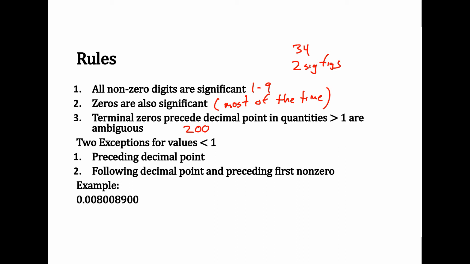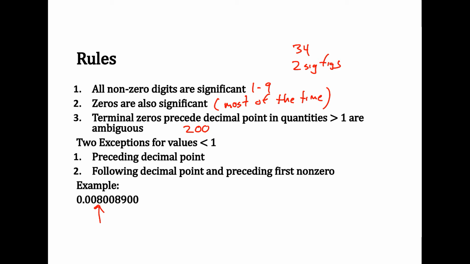So there are two exceptions for values that are less than 1. It's whenever you have zeros that precede the decimal point, and then also whenever it's following the decimal point but preceding the first non-zero. So for example, what this is telling us is for a number like this that's smaller than 1, you don't start counting sig figs until you get to your first non-zero. So our first non-zero is this 8. So any of those zeros that come before it are not significant.